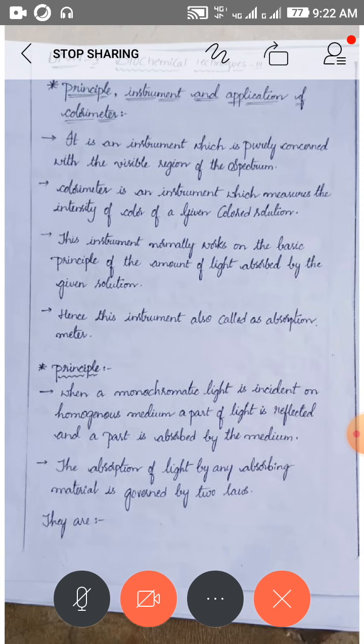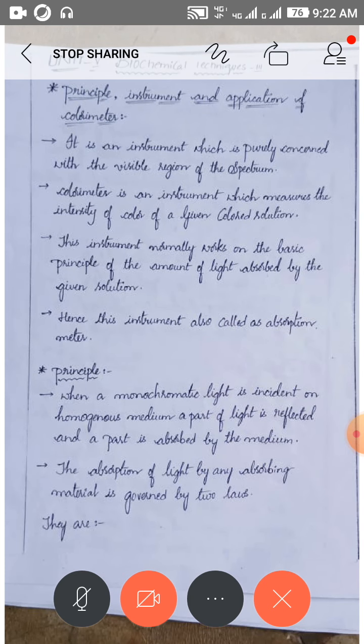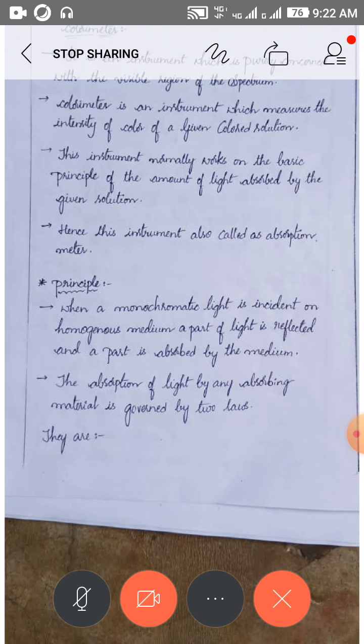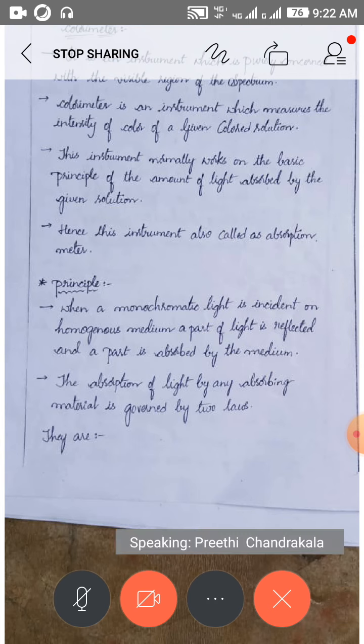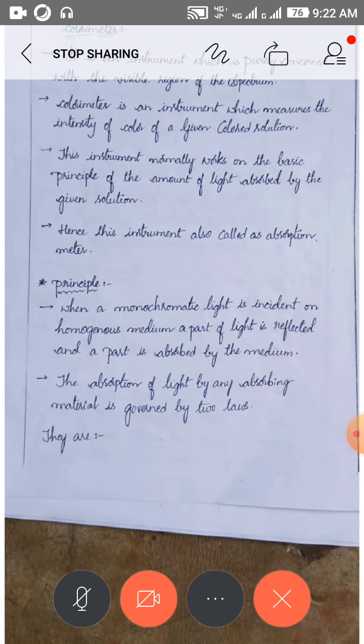This instrument normally works on the basic principle of the amount of light absorbed by the given solution. That's why this instrument is called an absorption meter. Principle: when a monochromatic light is incident on a homogeneous medium, a part of the light is reflected and a part is absorbed by the medium. The absorption of light by any absorbing material is governed by two laws.